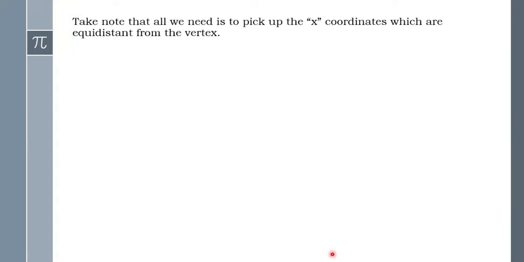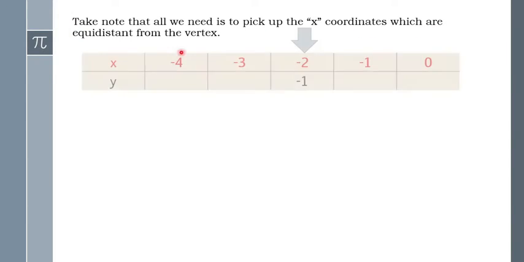So gagawa tayo ng table of values. Take note that all we need is to pick the values of x coordinate which are equidistant from the vertex. So ang vertex natin ito. Dapat pareho sila ng points, mas mababa sa negative 2, mas mataas sa negative 2. So negative 1, 0, and so on.